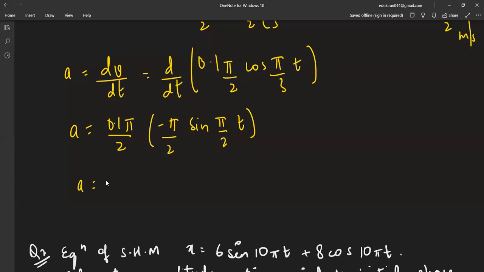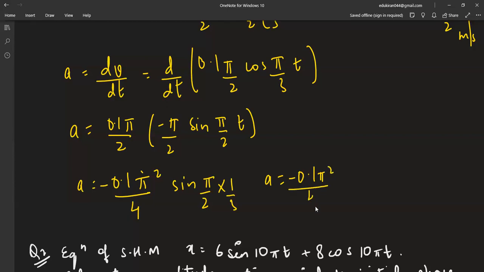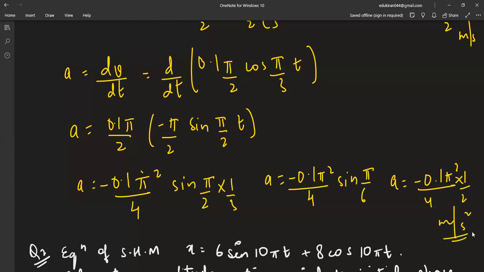So acceleration will be minus 0.1, π will be taken. That becomes π square. This π multiplied to this becomes π square by 4. This 2 and this 2. And we are left with sin π/2. This term will be left now. t will be 1 by 3. So acceleration will be minus 0.1 π square by 4 sin π/6. So acceleration is minus 0.1 π square by 4 into half, you can write meter per second square.